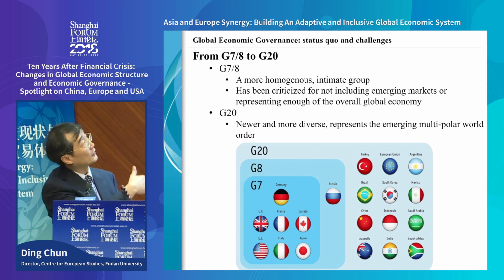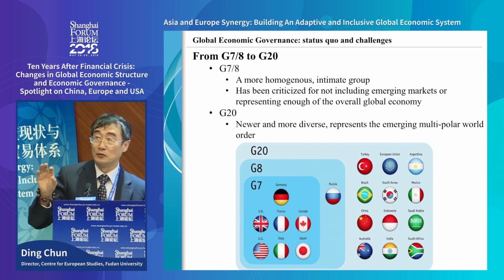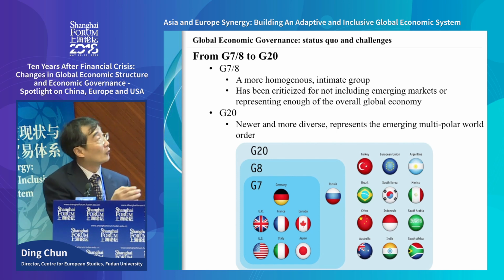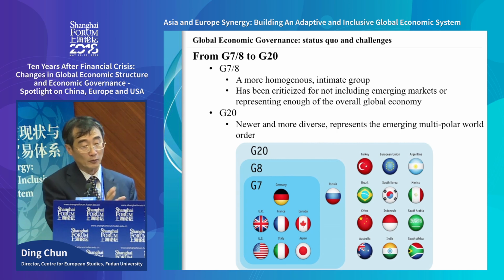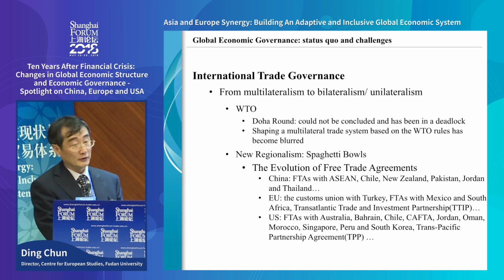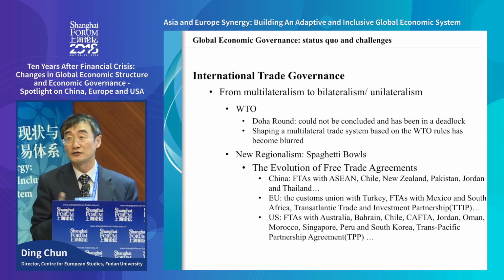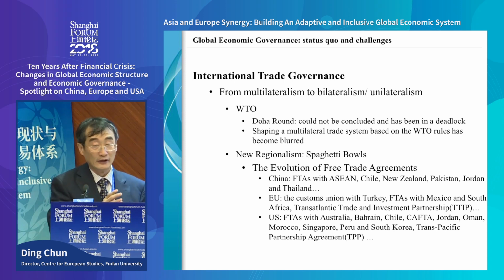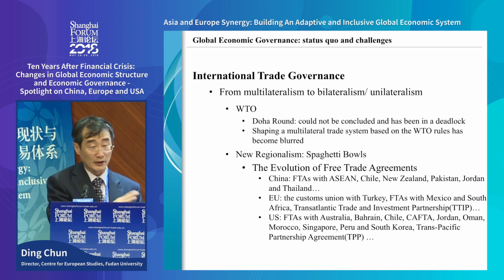Here you can see the changes, because 10 years before, it was dominated more by the G7 or G8, but when the financial crisis broke out, people switched more and more to the G20. And then when we're talking about international trade governance, I think quite a lot of experts in these fields are sitting here, so I will not go into the details, just give you a very brief image of this. The trend is more from multilateralism to so-called bilateralism or unilateralism.